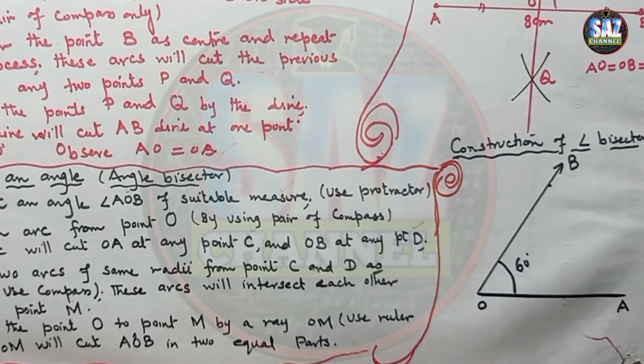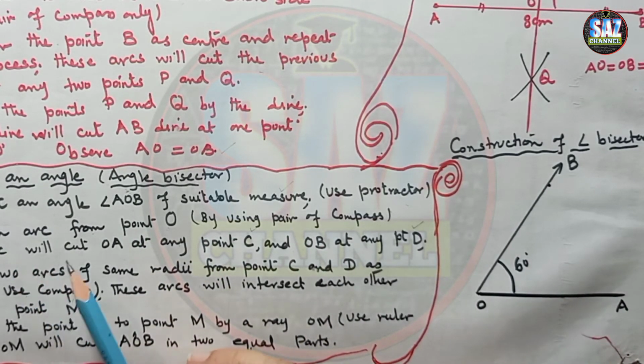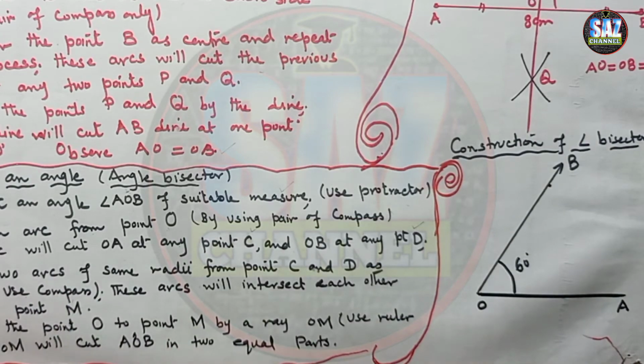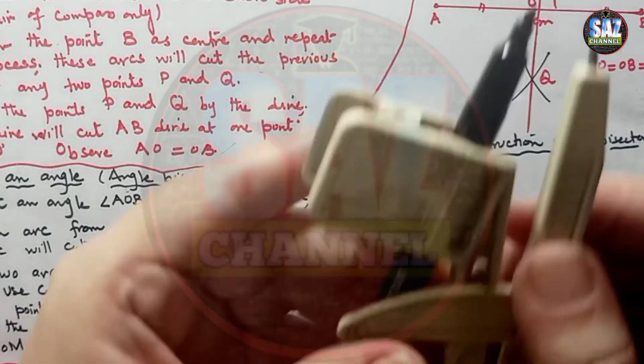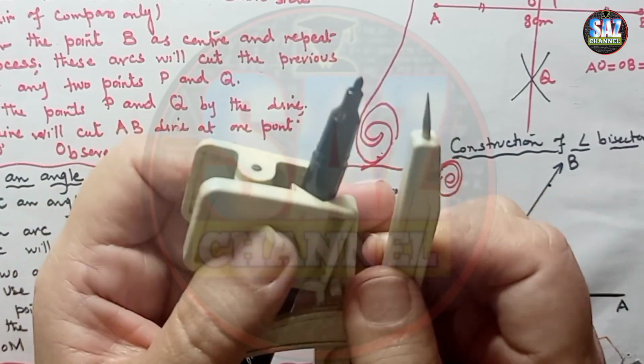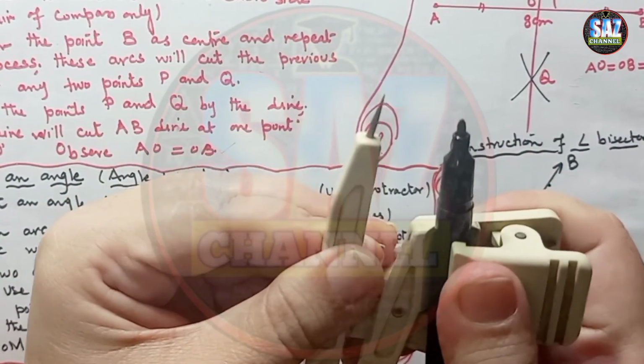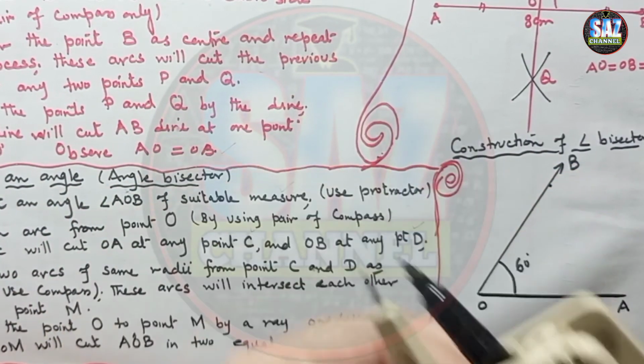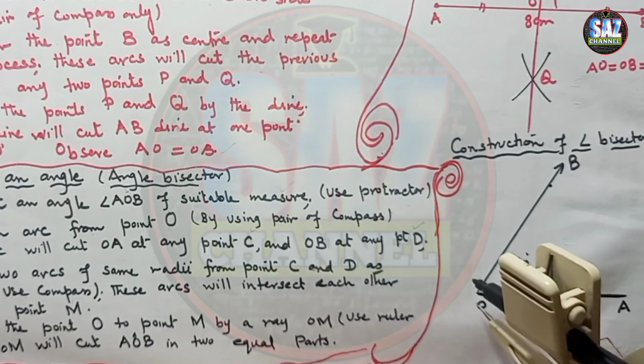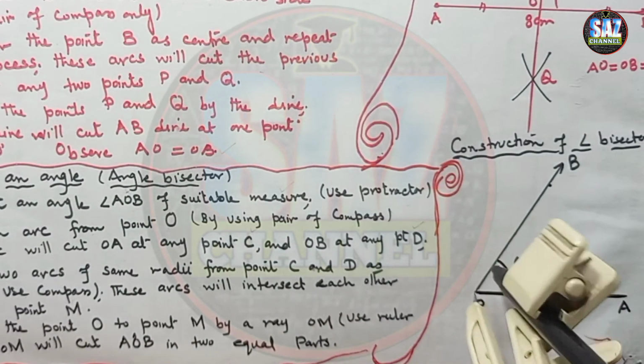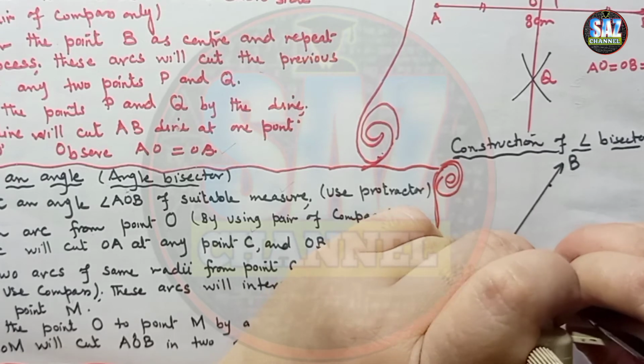So for that purpose, step 1, we have to construct a suitable angle. That is done, 60 degrees angle. Now we have to open the arm of the compass to a suitable radius. Suitable radius means it should not be too big or too small, okay? And I have to take O as the center and mark the arcs. Let me make it a little big.